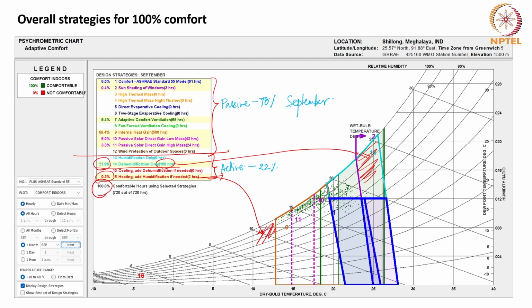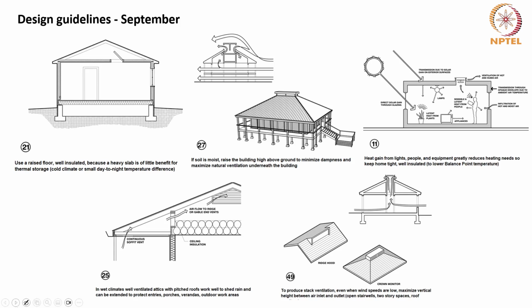So how do we adapt these strategies? One is we can use raised floor, well insulated, because a heavy slab is of little benefit for thermal storage in a cold climate or small day to night temperature difference. If soil is moist, then we can raise the building on pilotis and minimize dampness and maximize natural ventilation. Heat gain from lights, people and equipment greatly reduces heating needs.